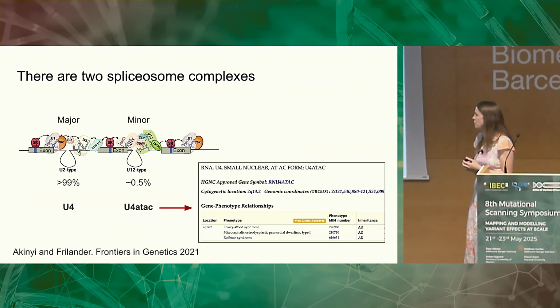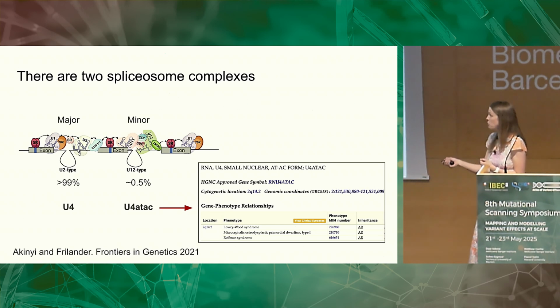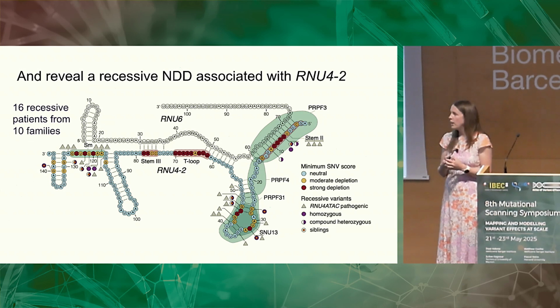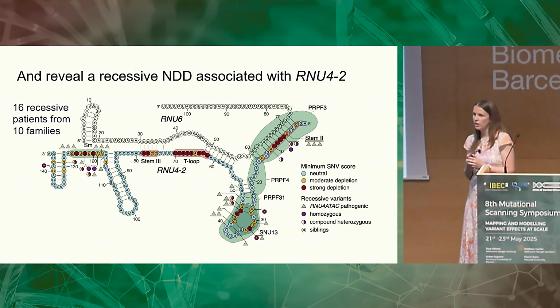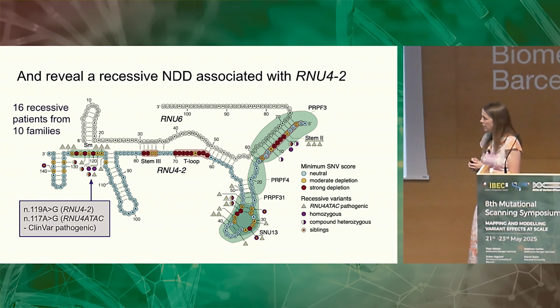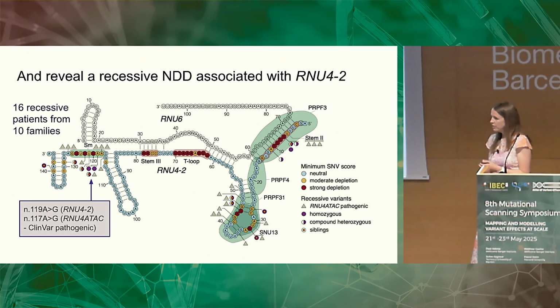Interestingly, U4atac has been known since about 2011 to be involved in a recessive disease, well, actually 3 different named recessive syndromes, for variants that are in U4atac. And if we plot back on this structure where the variants known to cause disease in U4atac are, they're in exactly the same regions as these variants that we identified in RNU4-2, and sometimes the exact same variants. So there's this variant 119A to G in RNU4-2, and the exact equivalent variant in RNU4atac is known to be pathogenic in ClinVar. So this is really neat.